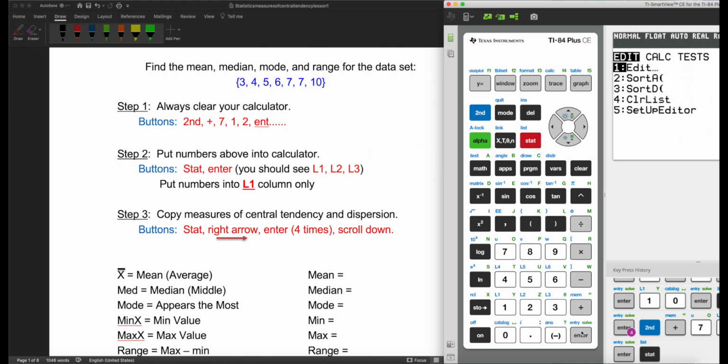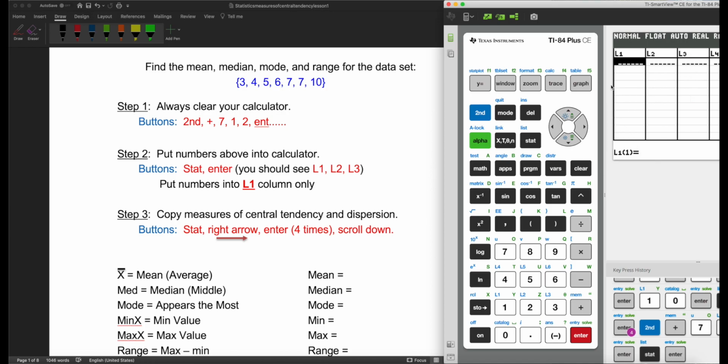Stat, enter. Notice L1, L2, L3 all come up. For measures of central tendency and dispersion, it's all going into the L1 column. And the calculator is going to do that for you automatically. So you hit 3 enter, 4 enter, 5 enter, 6 enter, 7 enter, 7 enter, and 10 enter. You put the numbers exactly as you see them. Notice the calculator puts it all in the L1.